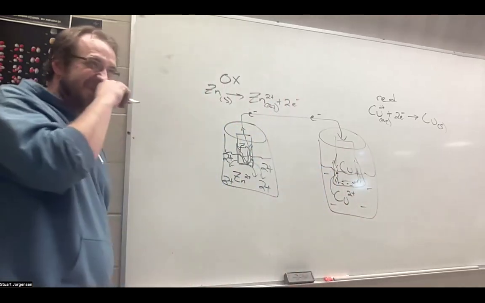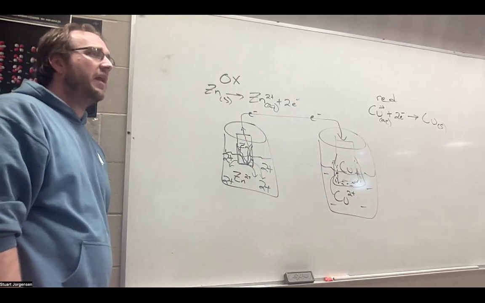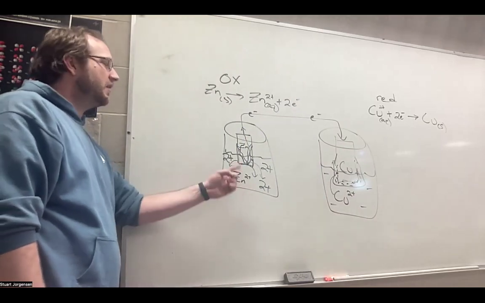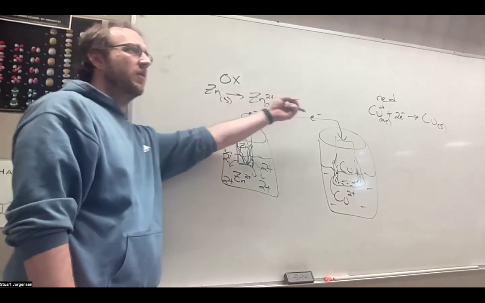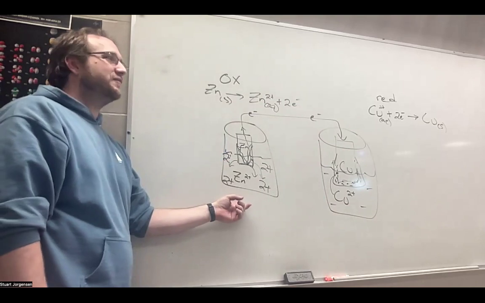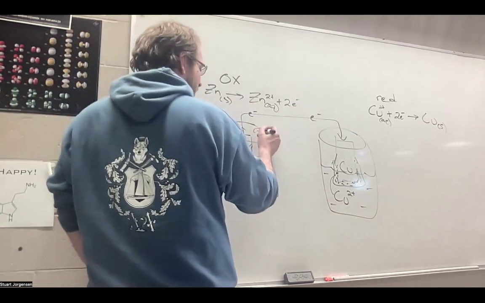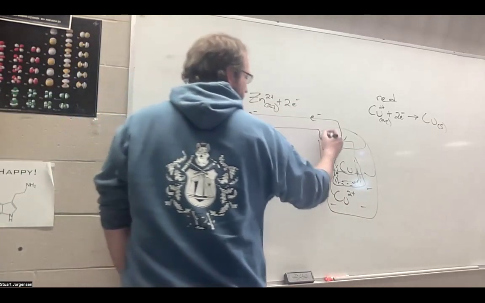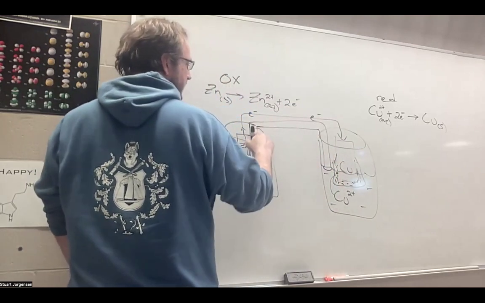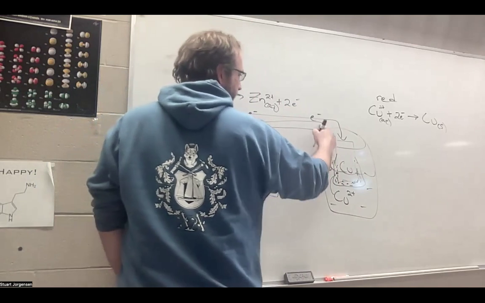What's the charge of an electron? Negative. If we get too many positives in our beaker over here, our electrons aren't going to leave anymore. They're going to stay over here with the super positive solution. And so what we do is we include a salt bridge. That's the purpose of the salt bridge.